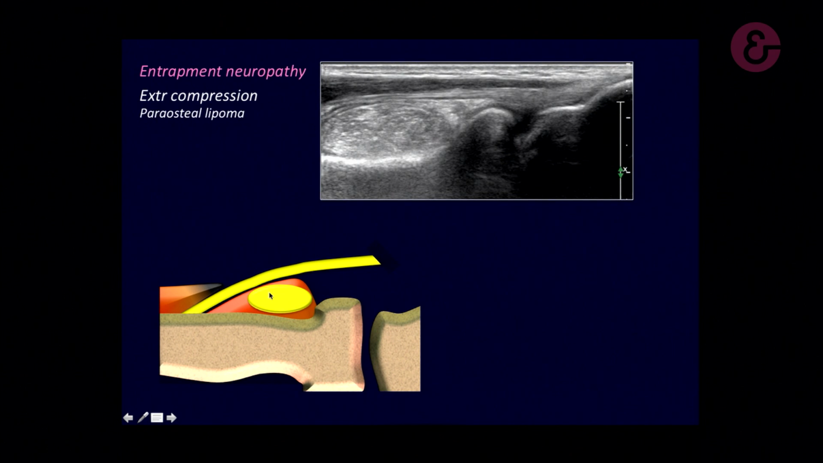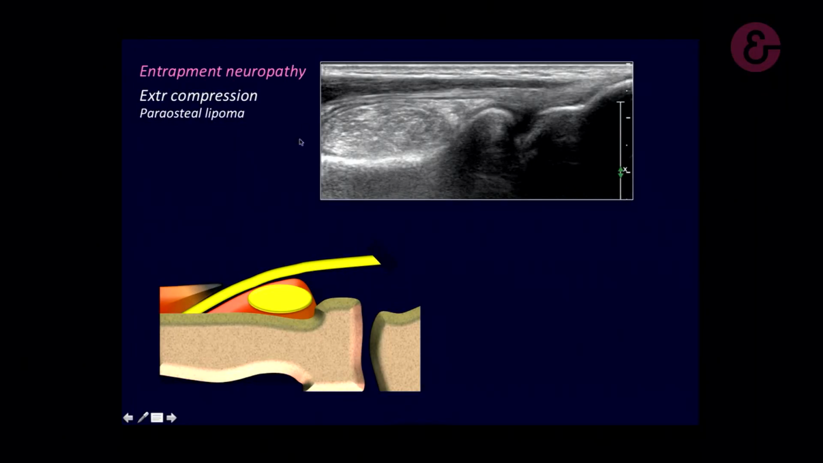Paraosseal lipoma is quite unusual, but is well known. It's a lipoma that comes from the periosteum. This is a lady who was sent to me, the wife of one of my orthopedic surgeons. Tendinitis, tennis elbow. Hopefully, nothing in the tendon. I move a little bit distally, and I can see a large hyperechoic mass located inside the supinator muscle.